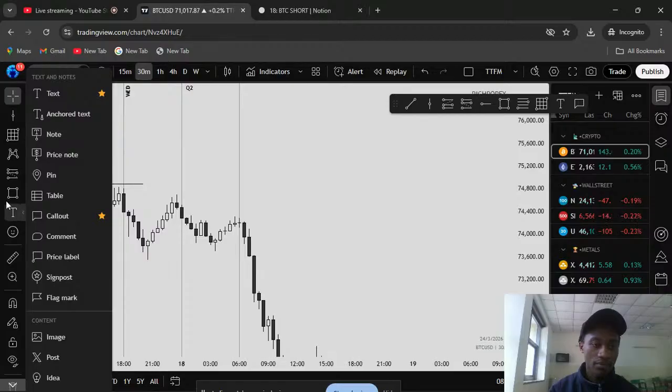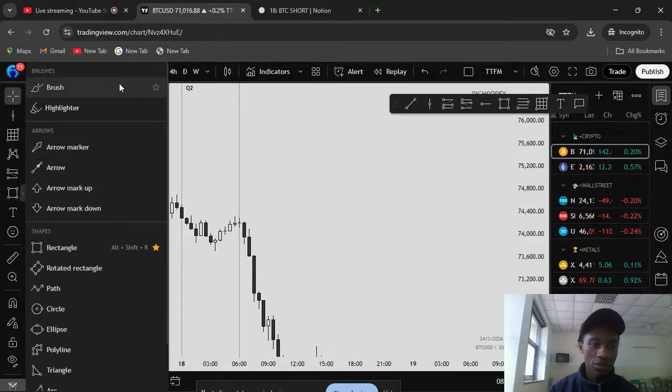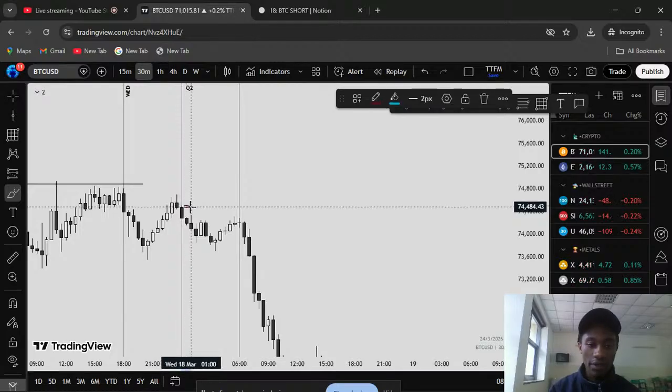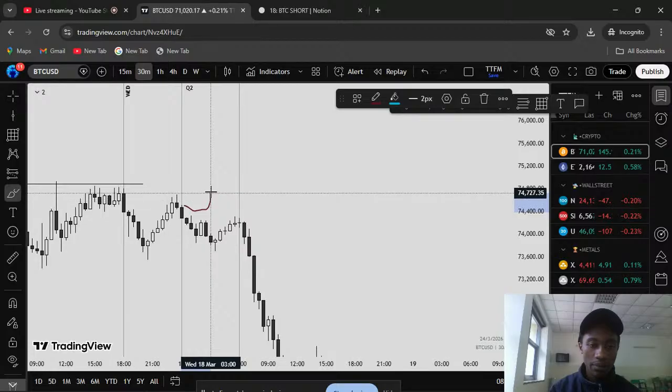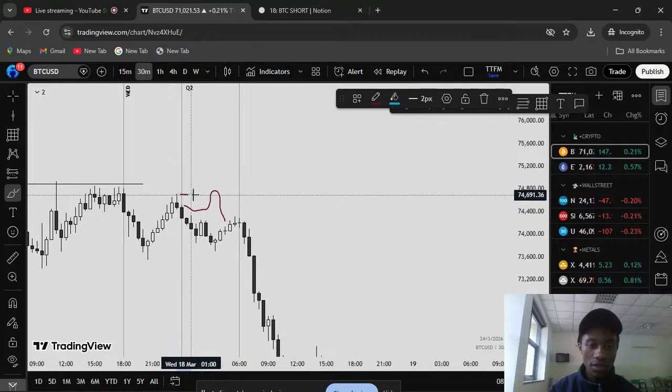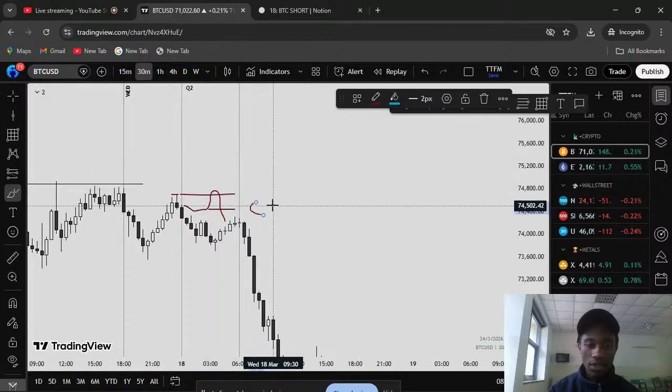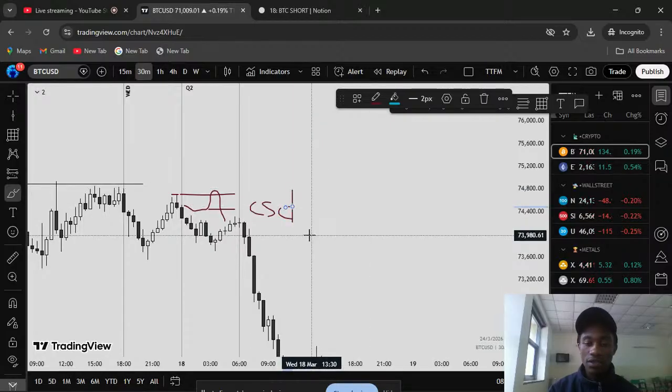Okay, where is that stuff? Is it brush? Okay, brush. I wanted London to do this. Maybe this, and come here a bit and make a change in state, right? And sweep this Asia high. This is something I wanted to see: sweeping the Asia high, then making a change in state of delivery, CSD. That's something I wanted to see, but we didn't, and that's why I didn't take these trades.